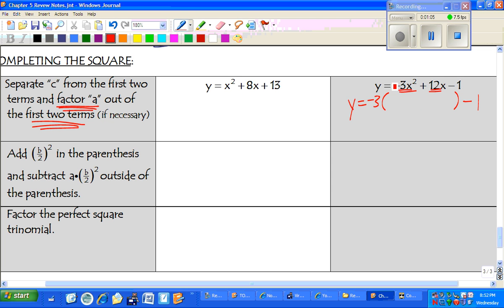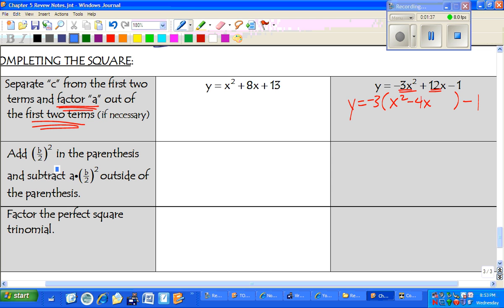So if we divide by negative 3, this becomes x squared. This one becomes negative 4x. All right. In order to complete the square, we need to have positive 1x squared here. So if there's anything other than a 1 in front of the x squared, we have to factor it out of the first two terms. So that's our first step. Just split things up. We're going to get c at the end, take a out if it's not just 1, and then now we can complete the square.